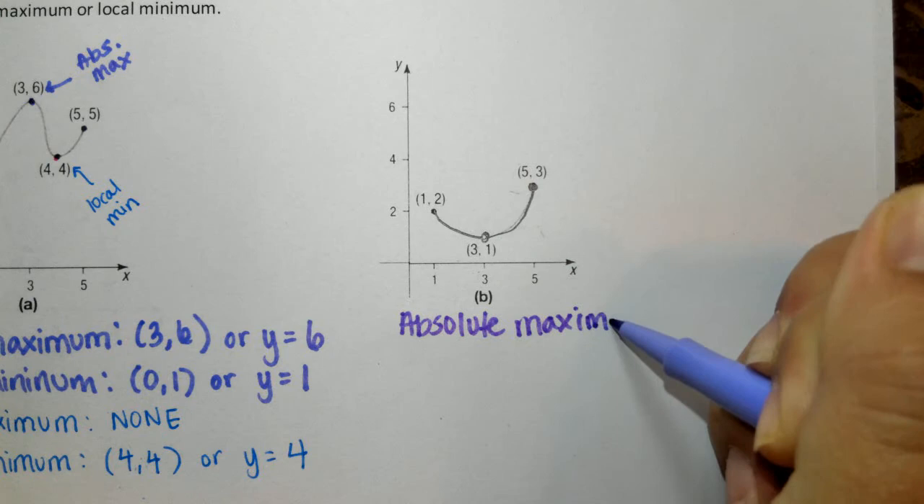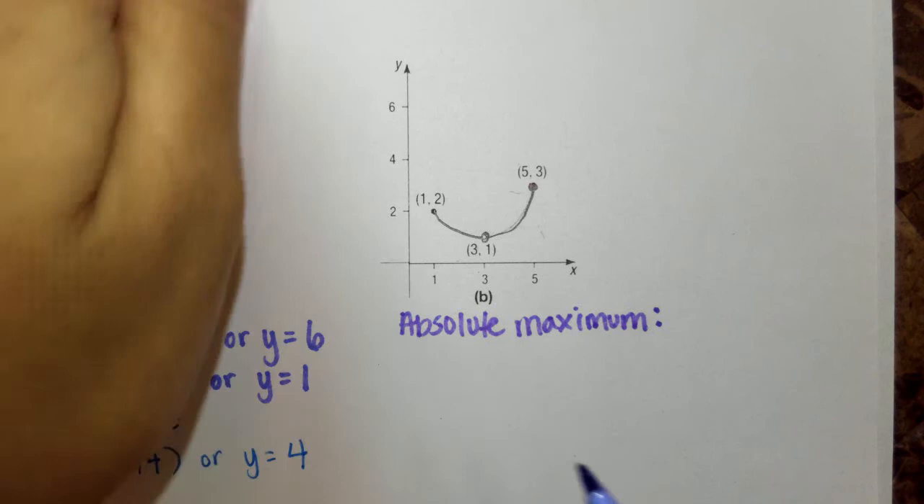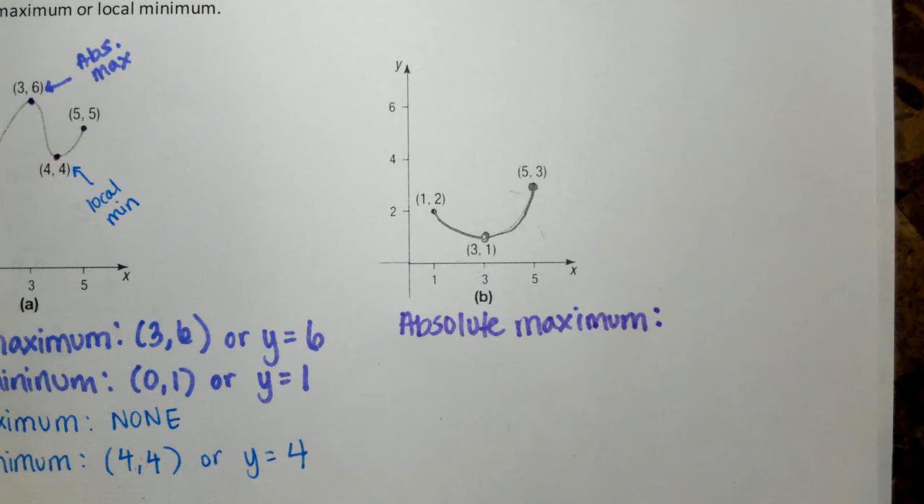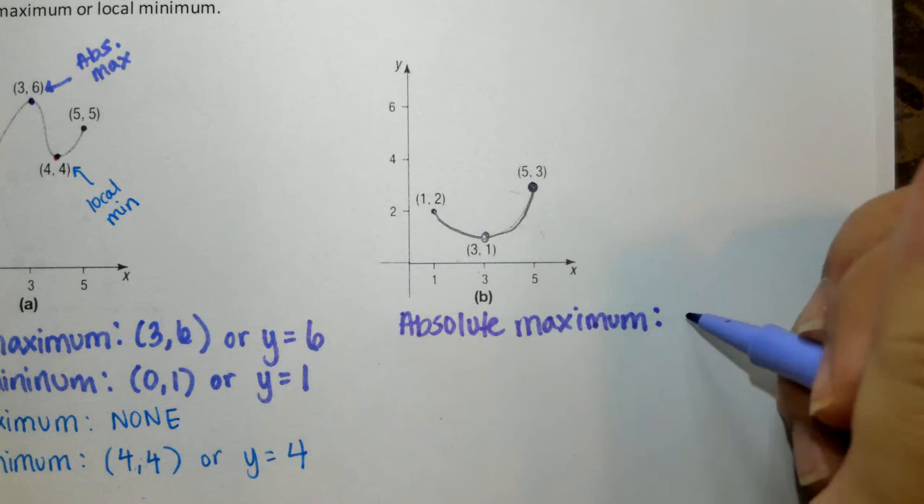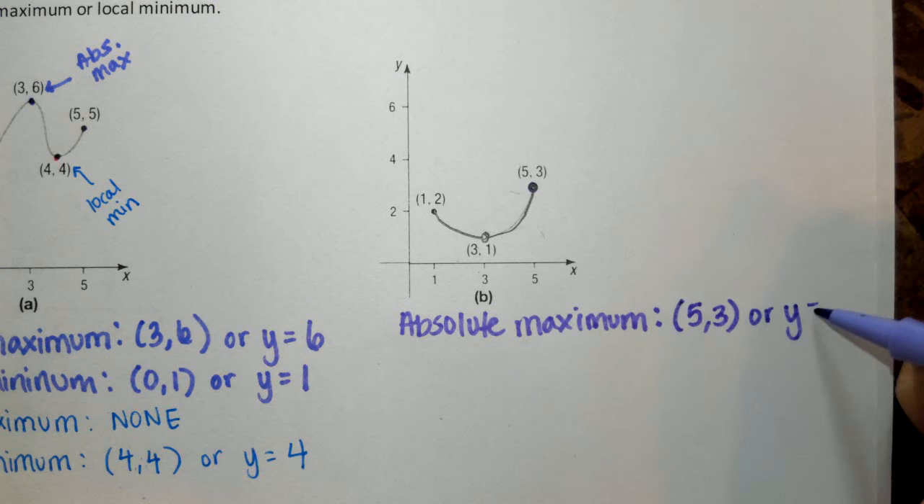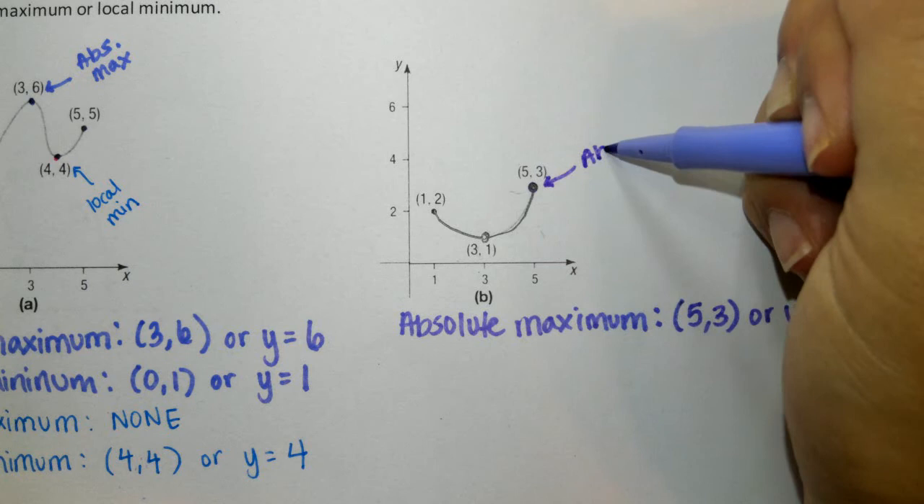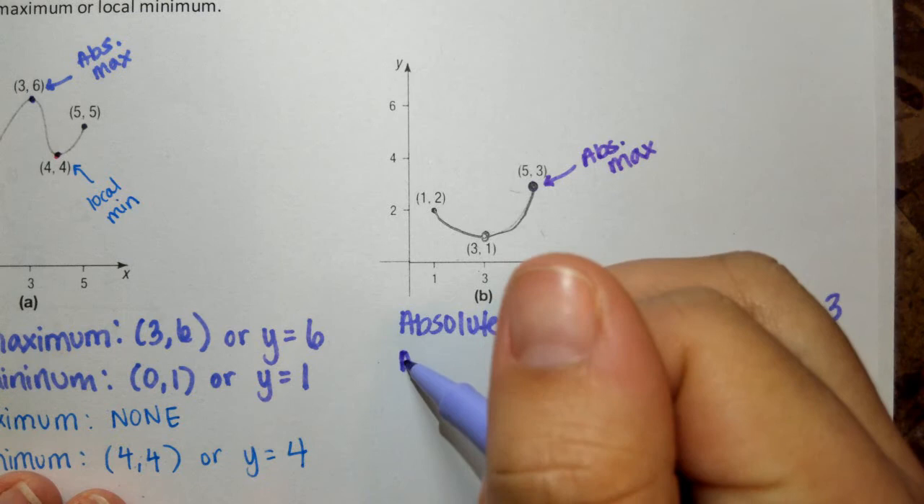Now, the absolutes, in my opinion, are always easiest to identify because there's no tricks or intervals you need to look at. Just look at this entire graph overall. And what is the greatest y value that you see? What's the highest that the graph goes? And that is this point right here. 5, 3, that's the highest the graph goes. So our absolute maximum is 5, 3, or you can just specify the y value, y equals 3. Okay, I'm going to label it as such, absolute max.